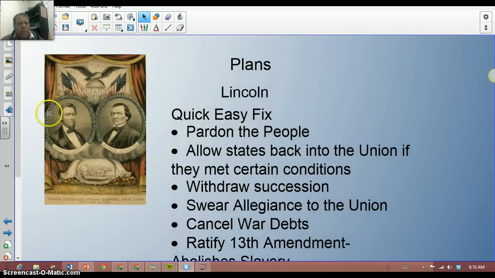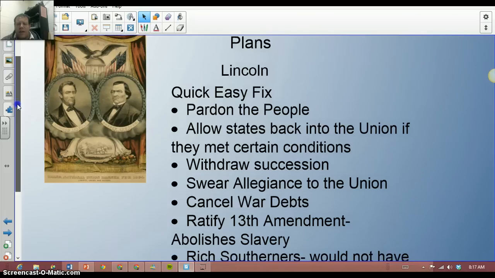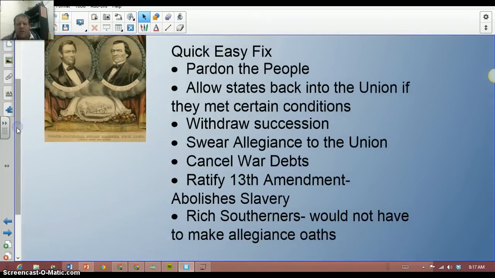Obviously, President Lincoln had one plan. His plan was kind of a quick, easy fix after the Civil War. Further, he wanted to pardon all the people who seceded from the Union. Everyone from the South who left, he said, "Yeah, we're going to bring you back, welcome you back in," kind of like burying the hatchet a little bit, if you will. He also wanted to allow all the states that had left back into the United States if they met certain conditions. First off, they had to withdraw their secession, basically saying, "We're sorry we left, please let us back in," kind of thing.